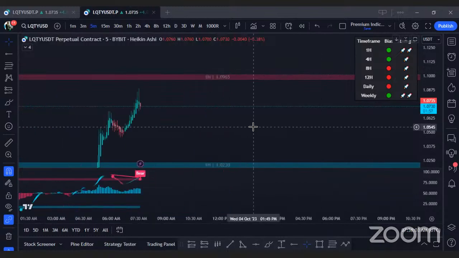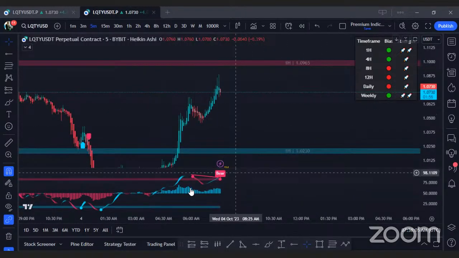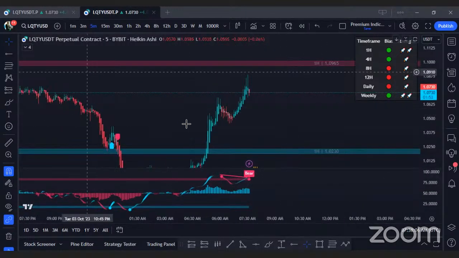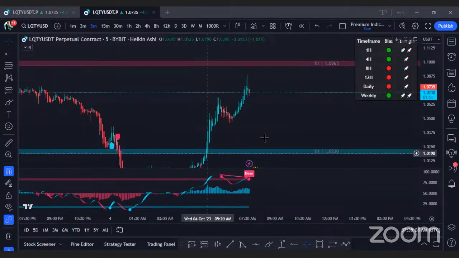I'm not going to set any limit order for this. I'll just wait for it to play out. I'll just leave it on one of my charts opened. I'll wait for it to play out, and if it does, we'll go ahead and take a trade accordingly, guys.